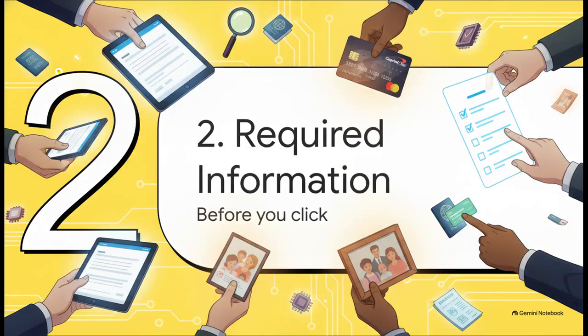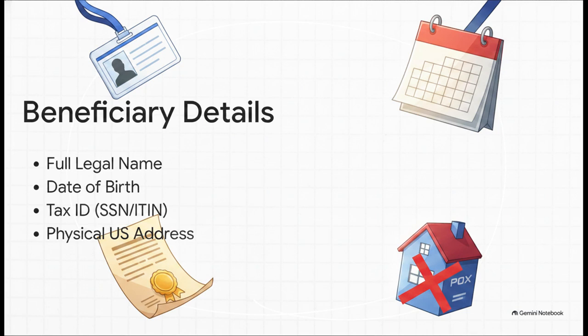Moving right along to Section 2, gathering your required information. Basically what you need before you start clicking around. So you'll need to gather this exact checklist of info for every single beneficiary you want to add. We need their full legal name, their date of birth, their tax identification number, so that's usually just a social security number or an ITIN, and their physical U.S. address. Now listen closely to this part.